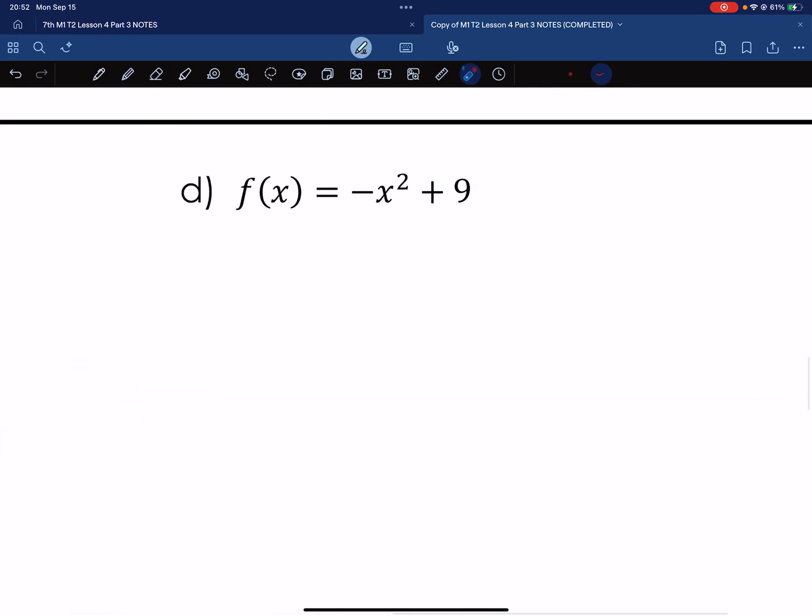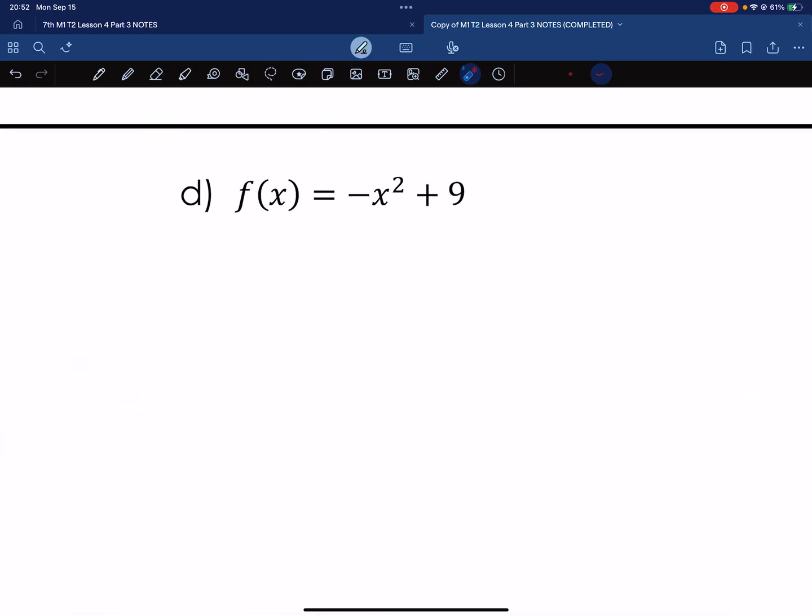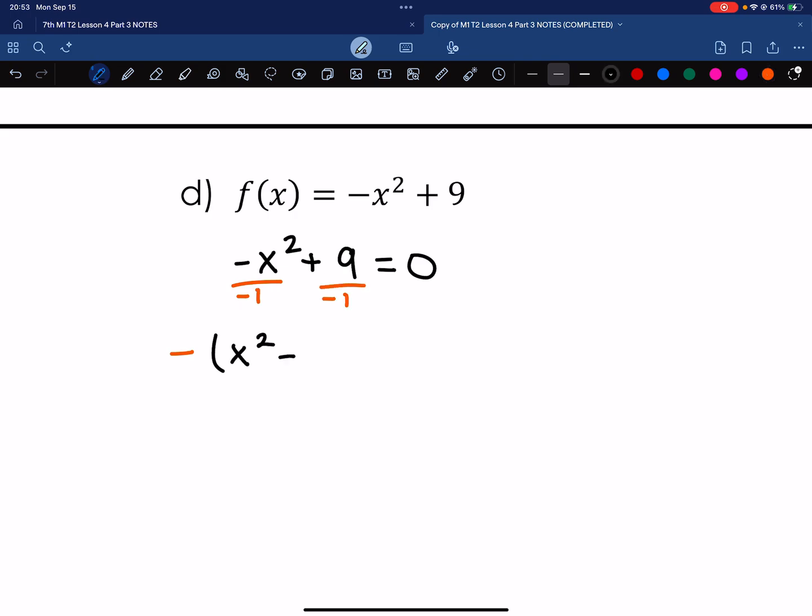Okay, looking at the next one, we're going to go ahead and set our equation equal to 0. And just like the very first example, we have a negative in front, so we want to make sure that we factor out the negative first. And so when we do that, we're essentially dividing each term by a negative 1. And so that gives us x squared minus 9 equals 0. So since we did that, there is no longer a number in front of the x squared.